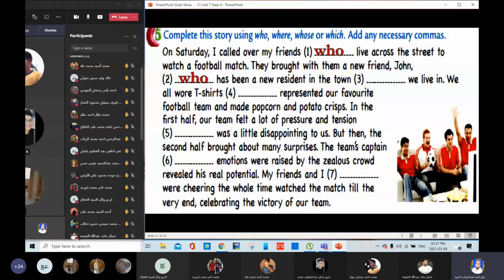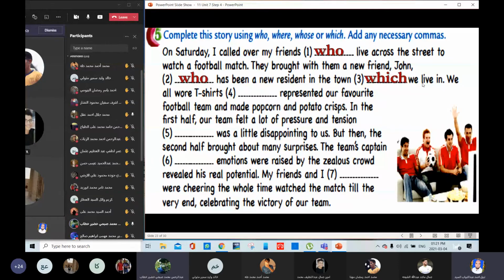Yes, teacher. Number three. It has been a new president in the town we live in. Which? Which? Your colleague here in the class made a mistake and said where. When do we say where in this sentence? If there is a place, then where. But the town here is a place. Because we have here a preposition.